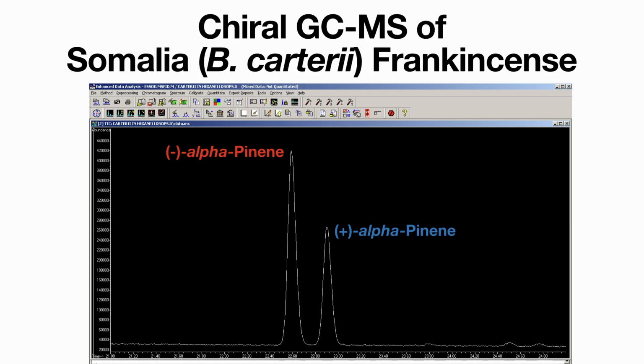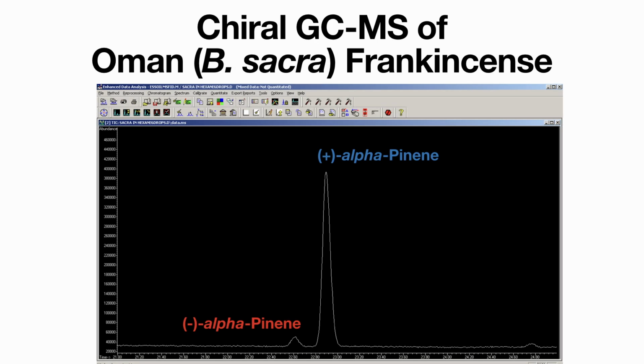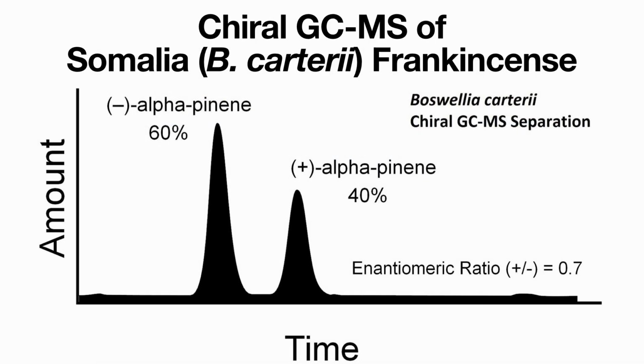The Somalian frankincense, again, the minus alpha pinene is more abundant than the plus alpha pinene. Now this is a separation done because we have a chiral column in a chiral GCMS. Now if we look at the Oman frankincense, wow, the abundance of plus alpha pinene is so clear, and minus alpha pinene is so minuscule. Let's look at it in more detail.